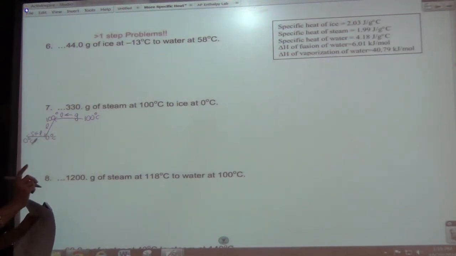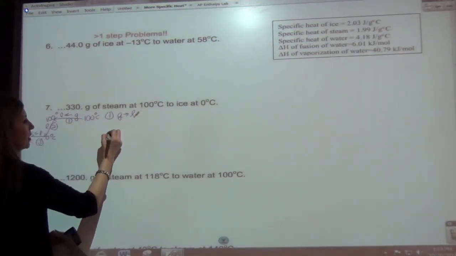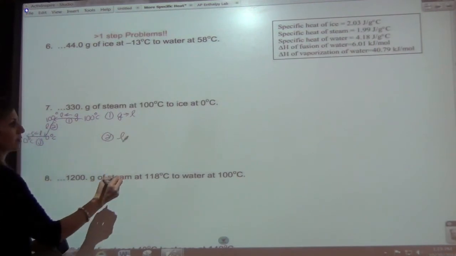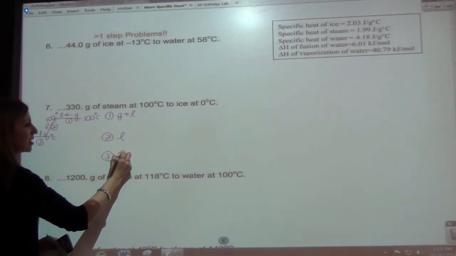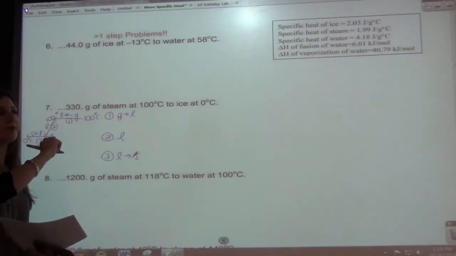So why is this 3 steps? So step 1 is gas to liquid. Step 2 is cooling your liquid. And step 3 is liquid converting into solid. Okay, let's start with gas to liquid.